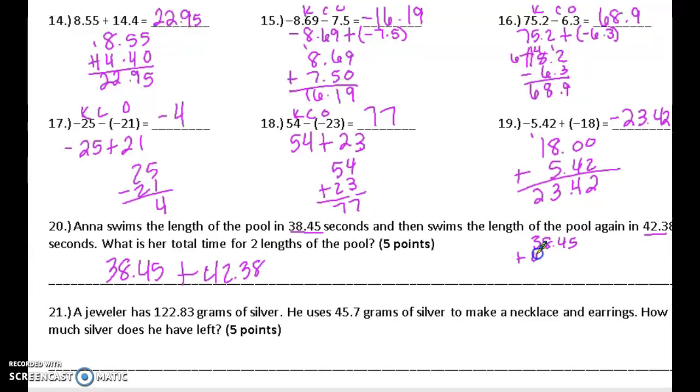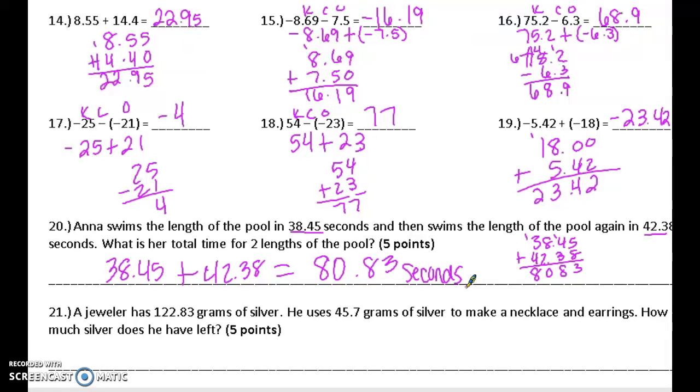Line up your decimals. 8 plus 5 is 13. 4 plus 4 is 8. 8 plus 2 is 10. 4 plus 4 is 8. So her total time is 80 and 83 hundredths seconds. 80.83.